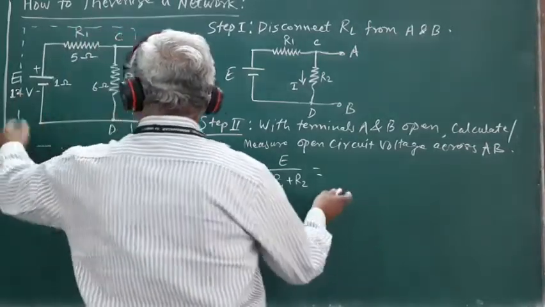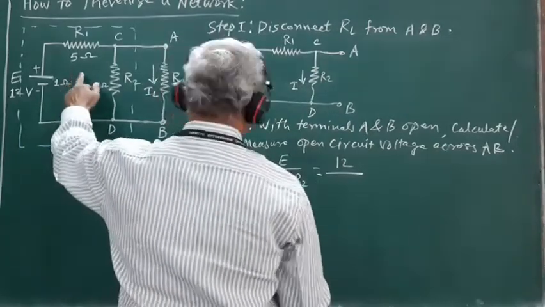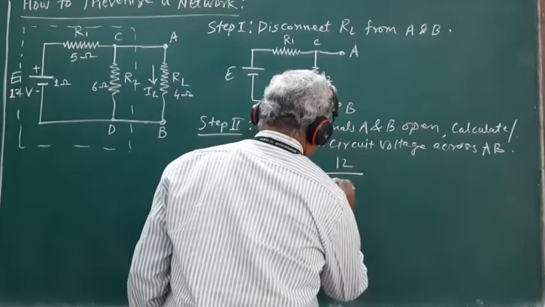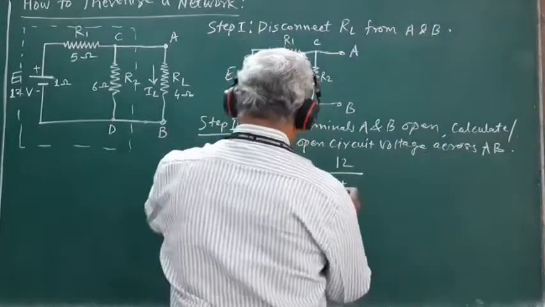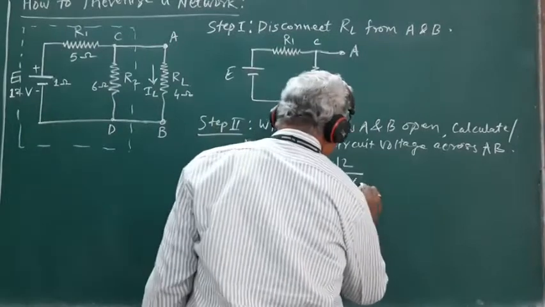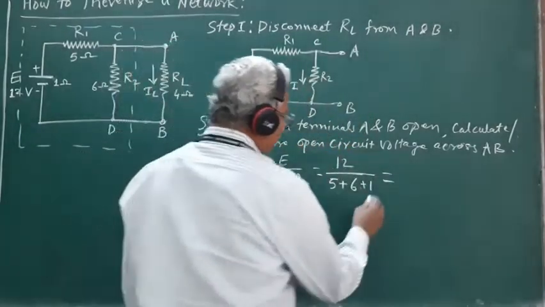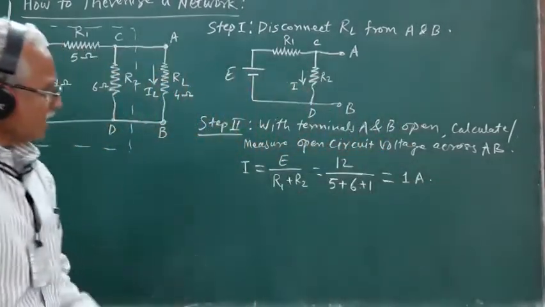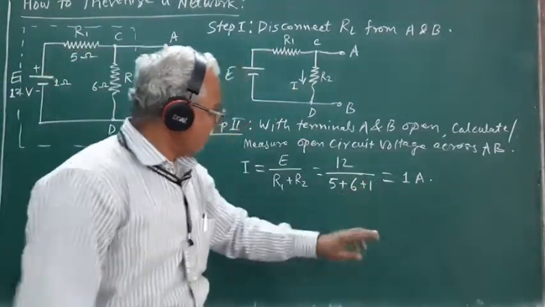In the given circuit, I is E divided by R1 (5 ohm) plus R2 (6 ohm) plus the internal resistance of the source (1 ohm). So this is equal to 12 by 12, which is equal to 1 ampere. So the current flowing through this resistance R2 works out to be equal to 1 ampere.